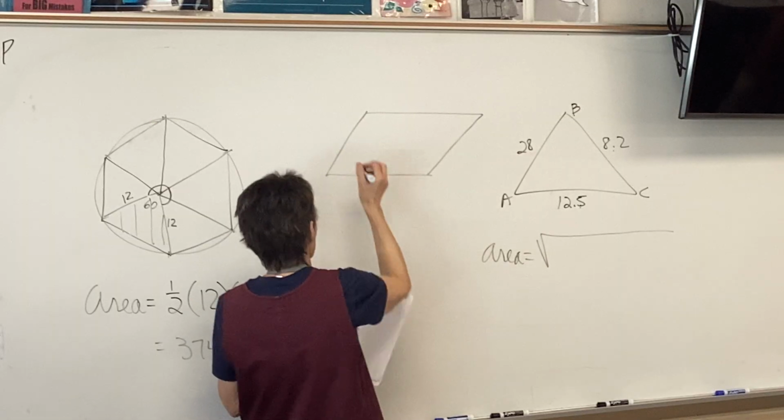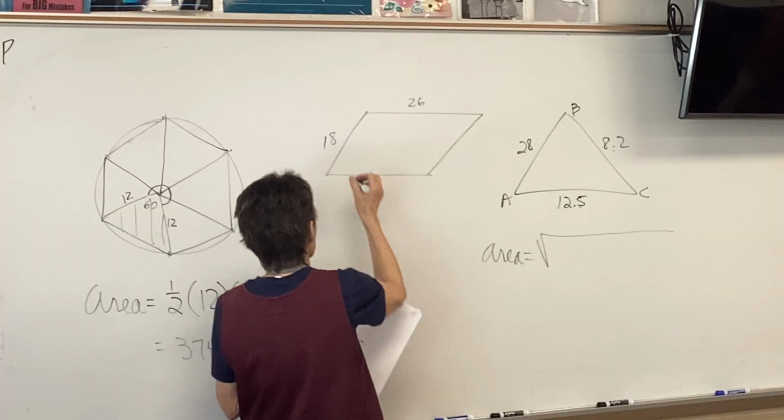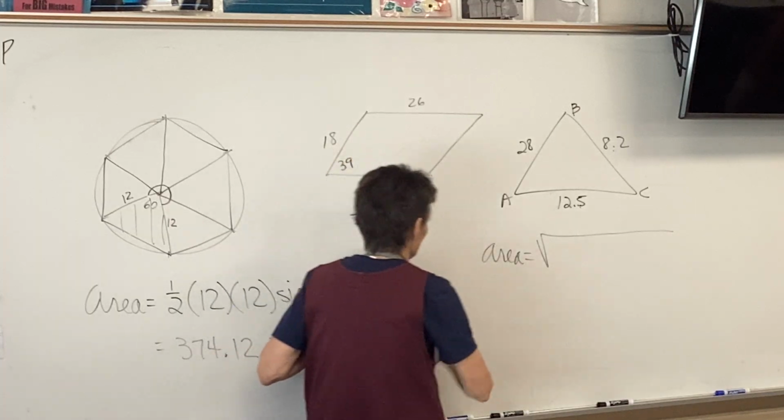A parallelogram has sides of 18 and 26 and an angle of 39.